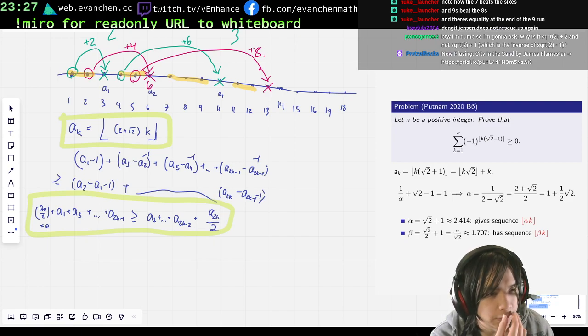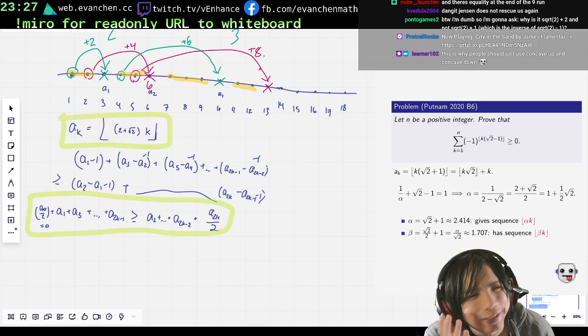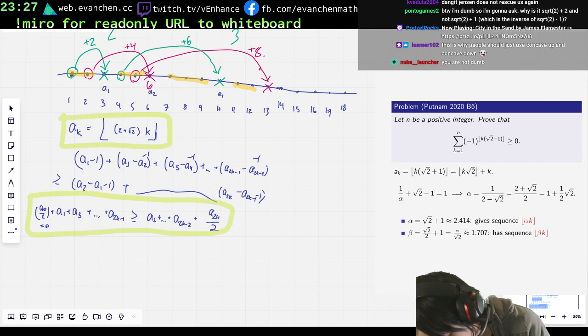Why is it square root 2 plus 2? No, concave up is horrible. Who says that? Oh my lord, no. No.